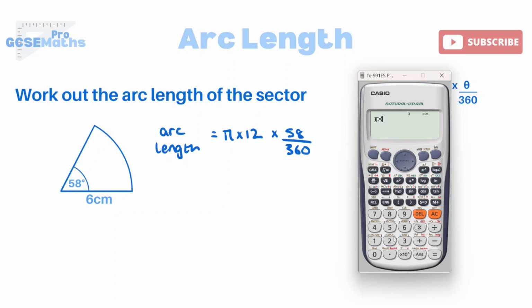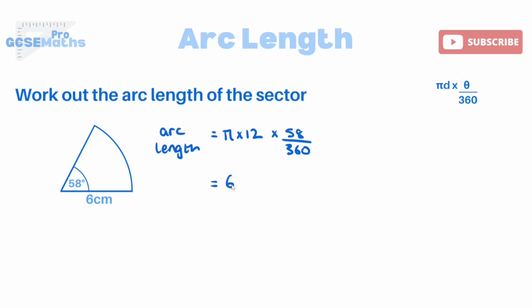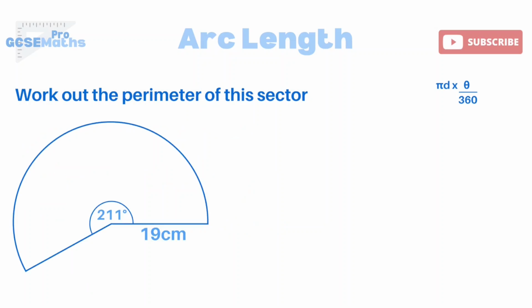So pi times 12 gives me the whole circumference, and then I actually only want 58 degrees out of the 360. And as a decimal, that gives me 6.07... So I'm going to round that to 6.1. They should tell you in the question in an actual exam paper what to round it to, so don't worry about that. In this case, I'm doing 1 decimal place. And that's literally it.